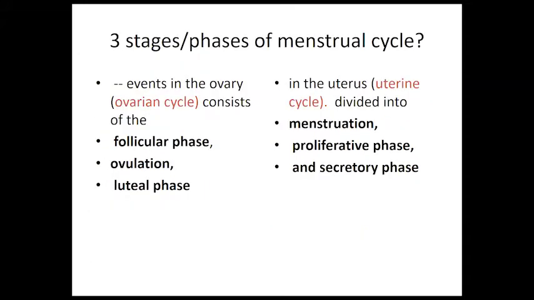There are three stages, or you can say phases, of the menstrual cycle. Those which occur in the ovary are labeled as the ovarian cycle, and it consists of the follicular phase, then the ovulation, and then the luteal phase. And in the uterus, it is called the uterine cycle. It is divided into menstruation, then the proliferative phase, and the secretory phase. So these are two subgroupings of the menstrual cycle.